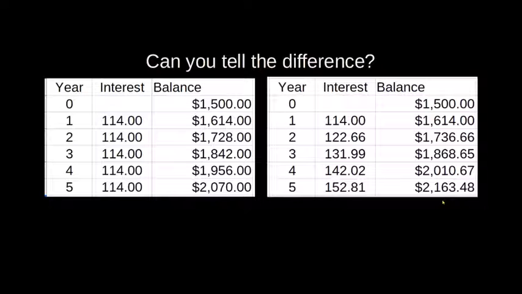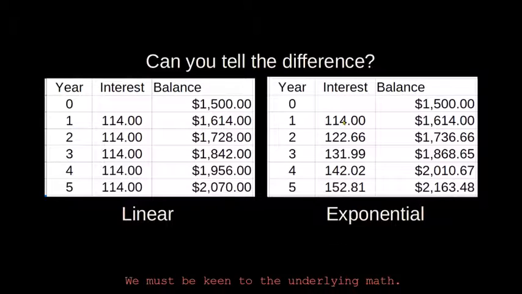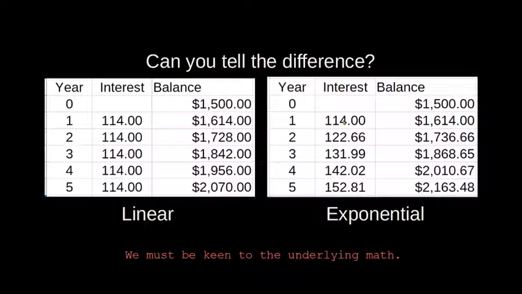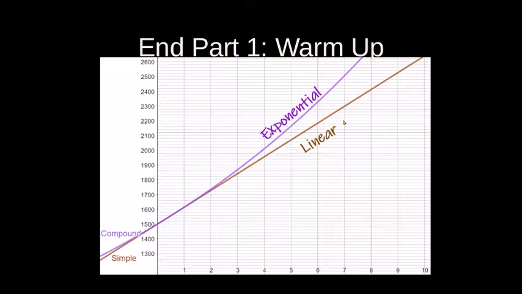We have to look for interest on interest. See how the interest increases each year? We have to look for an exponential relationship. It's easy to make this mistake using a spreadsheet. It's not as easy to fool oneself on a graph. In any case, we must be keen to the underlying math.